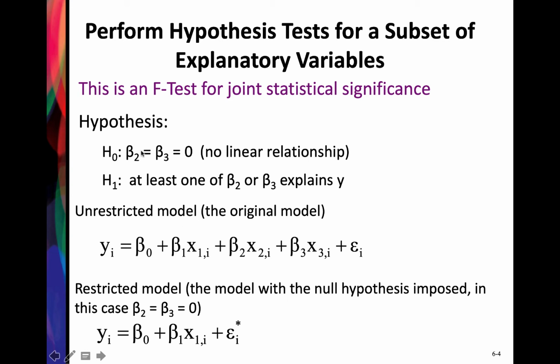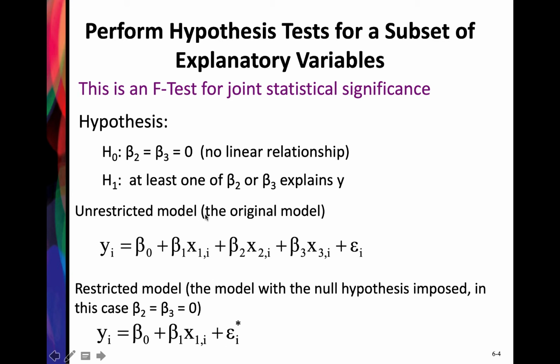Imposing this null hypothesis means that beta 2 equals 0 and beta 3 equals 0, which means that this term drops out and this term drops out. So in that case, we're left with the restricted model, or again, the model that we get after imposing the null hypothesis. That's our restricted model. And in this case, we have y equals beta naught plus beta 1 x1 plus an error term, and I put a little asterisk by this error term because it's different, obviously, than that error term because x2 and x3 now live in there, whereas in this model, they did not. So I was just trying to say that this error term is different than that error term.